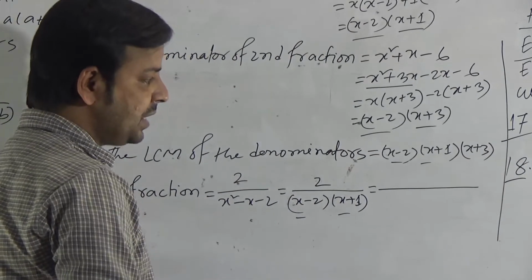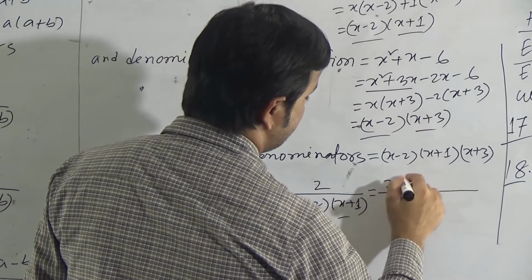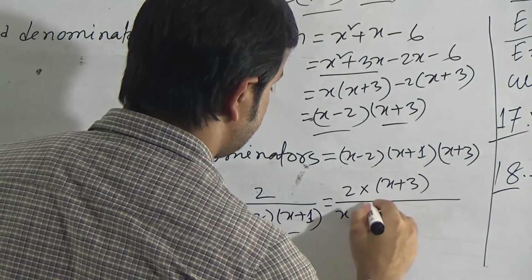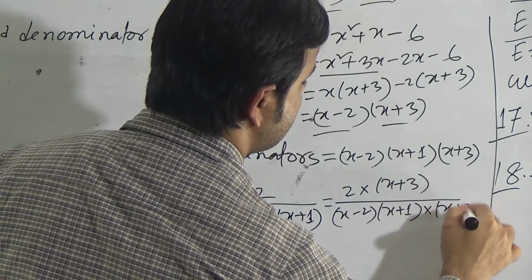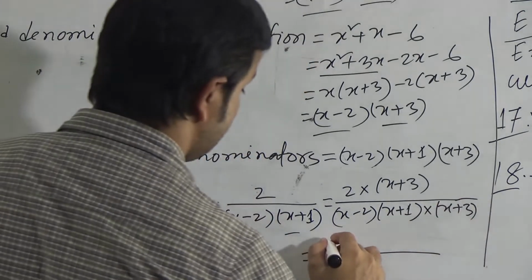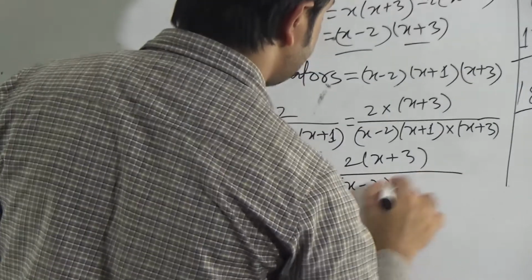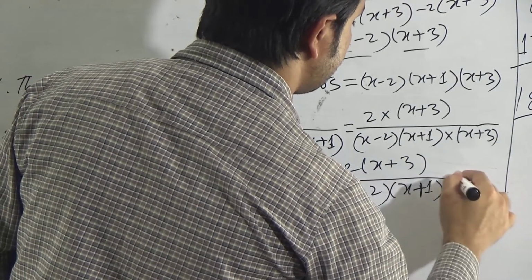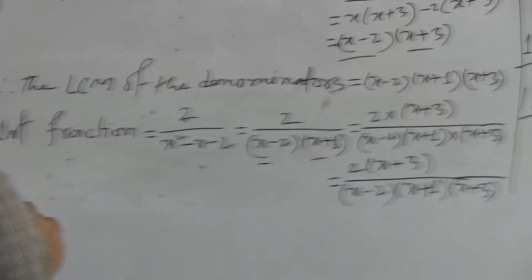I will not show the division. You can do the rough work if you want. Now I have to multiply both the numerator and denominator by x plus 3. So we can write here x minus 2, x plus 1, and multiply by x plus 3. So our required answer for the first fraction is 2 into x plus 3 divided by x minus 2 into x plus 1 into x plus 3. This is the first fraction, and the second fraction I have to write now.